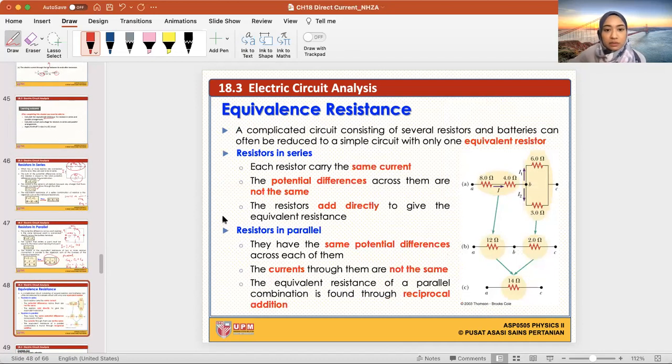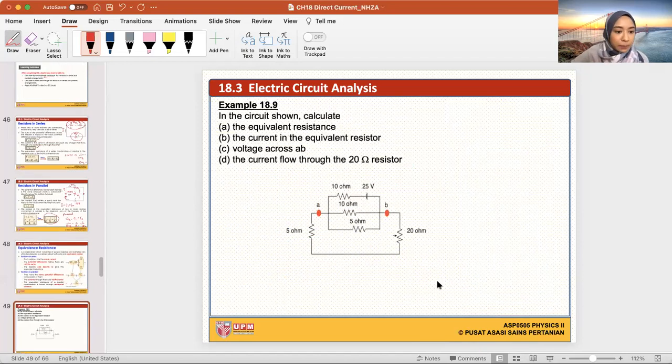Okay, so equivalent resistance for a complicated circuit. Resistors in series carry the same current, but the potential differences are not the same. Resistors act directly. Resistors in parallel have the same potential difference, but the currents are not the same, so we have to add them by reciprocal addition. This is just a recap, but a bit more messy than before.